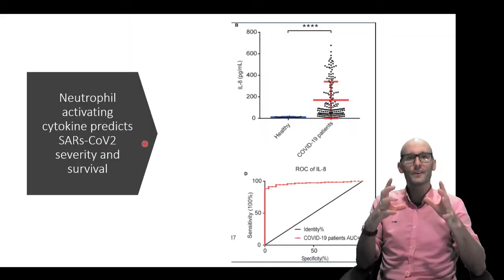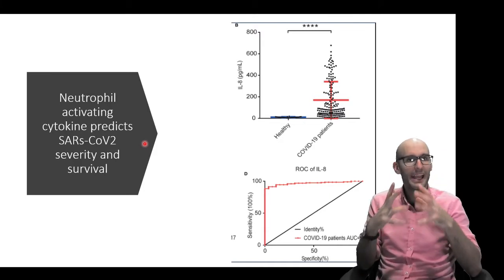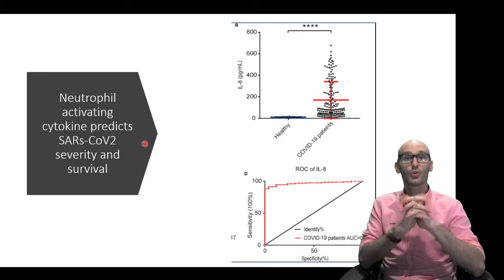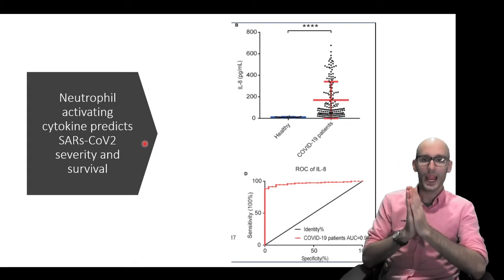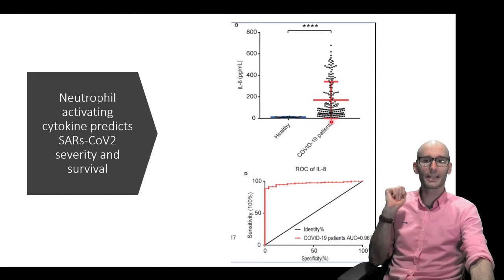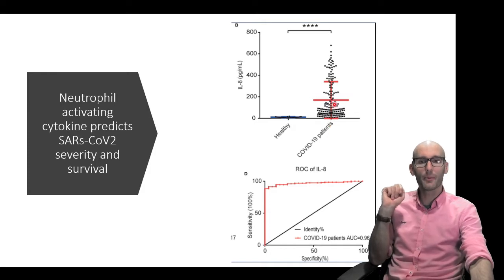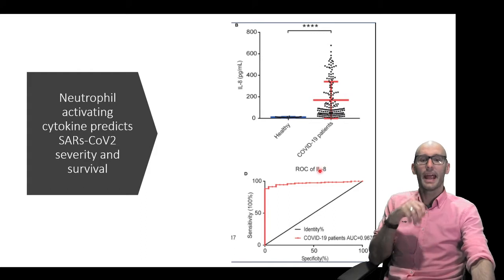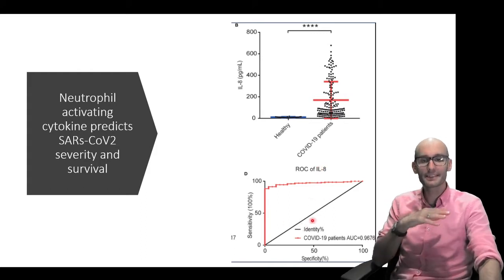So neutrophil degranulation and NETosis is activated by a cytokine called IL-8. And what it turns out is IL-8, the cytokine, is massively upregulated in COVID-19 patients. So here we have our healthy controls, here we have SARS-CoV-2 patients, and we can see the IL-8 cytokine levels are massively upregulated. And actually, as a biomarker, it's exceptionally good.